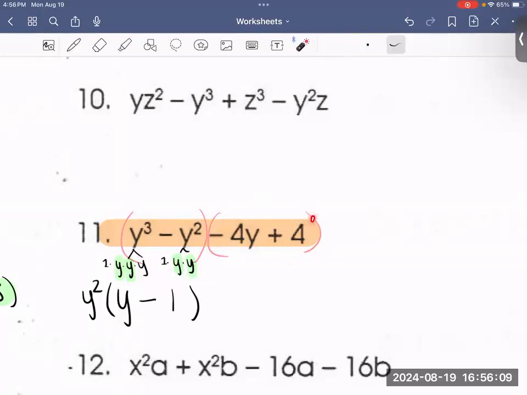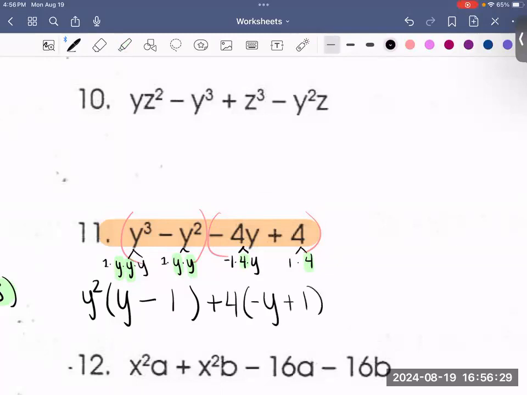Let's do it again on this next one. So what do they have in common? Well, they have a -1 times a 4 times y. This is really a 1 times a 4. So they definitely have a 4 in common. So let's just see what happens if you take out just a +4. You're left with -y plus 1. The plus sign and the 1 coming from here.